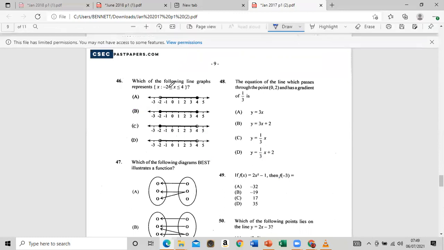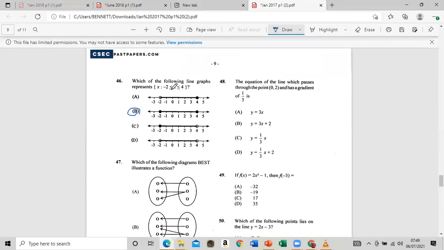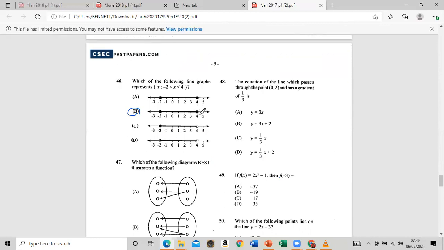If it was less than, it's open, but once it's less than or equal to, with the stroke on it there, it must be blacked out. So both of them must be blacked out. Blacked out! Blacked out! Yeah.